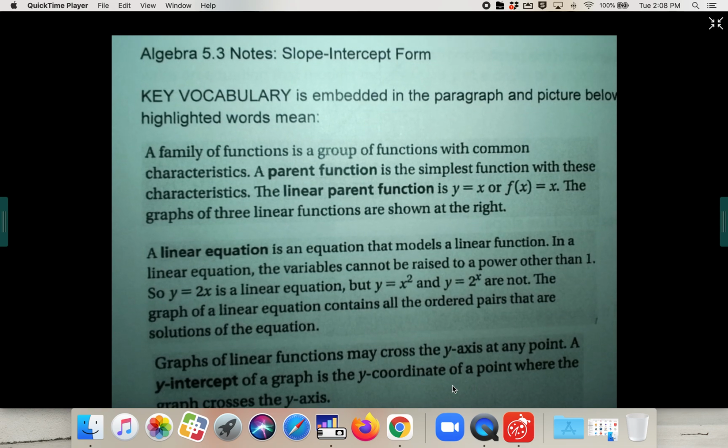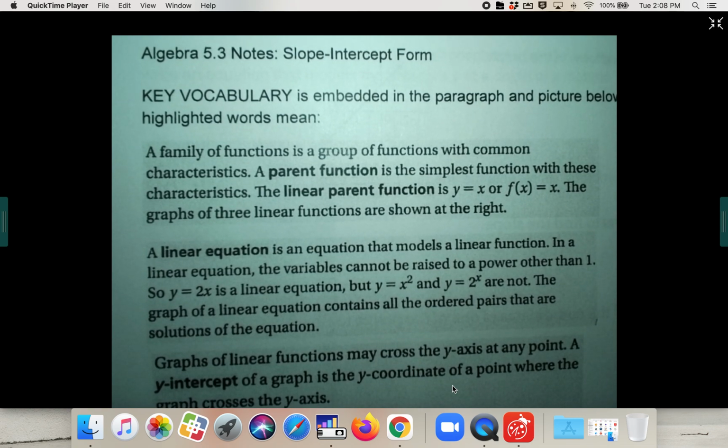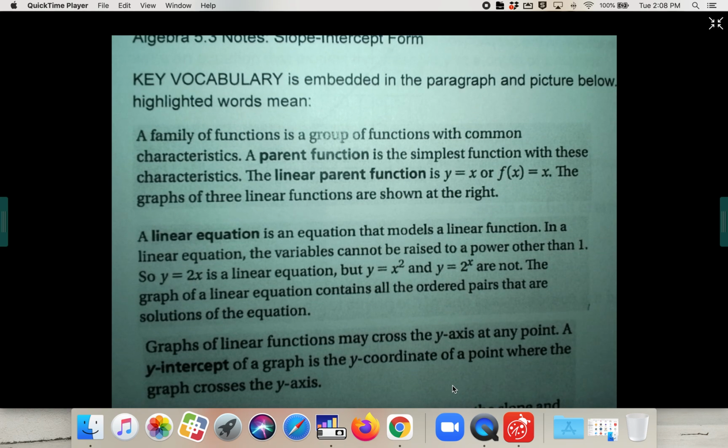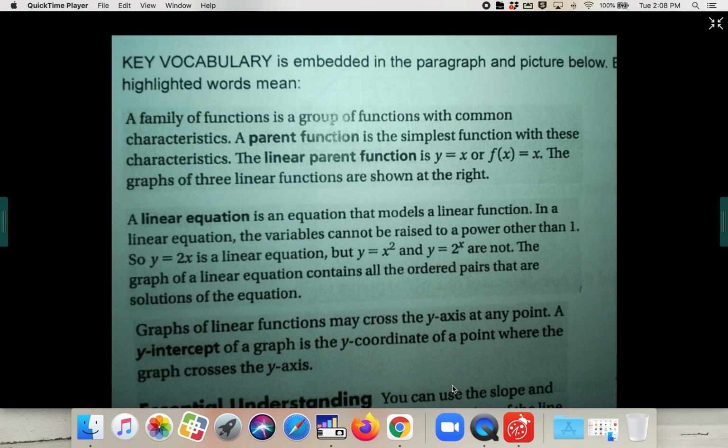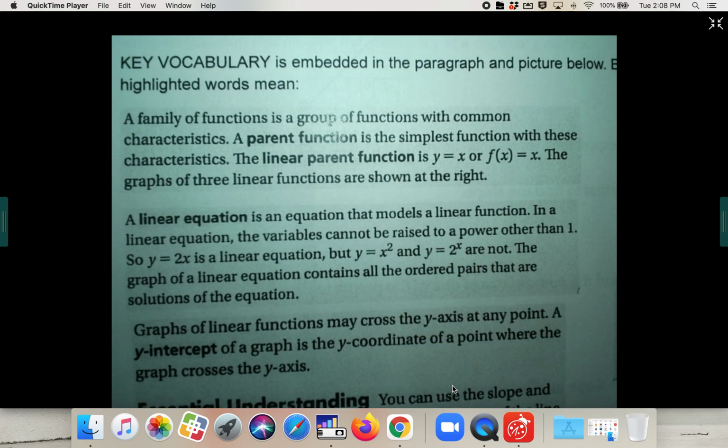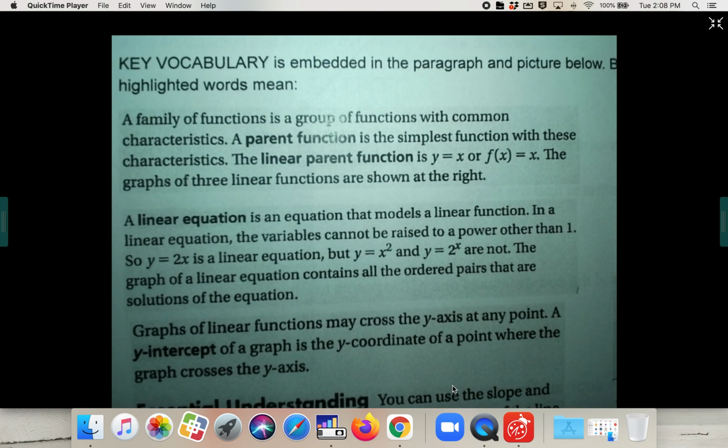For lesson 5.3. These notes are over slope-intercept form, and there was so much key vocabulary that I just went ahead and gave you the definitions already. So they're embedded into the paragraphs below. So if you have a highlighter, this is a good time to get it out, but if not, that's okay. We can go through it together.